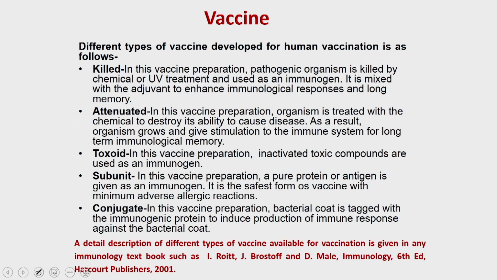So, there are different types of vaccines which people have developed for vaccinations. You have the killed vaccine. In this vaccine preparation, the pathogenic organism is killed by chemical or UV treatment and used as an immunogen. Once you use these killed organisms as an immunogen, it increases your immunity against this particular infectious organism.